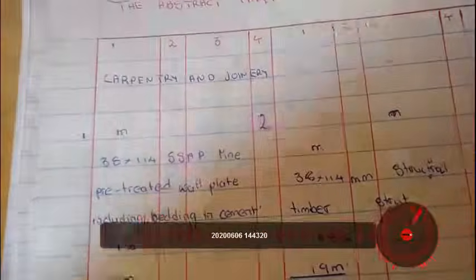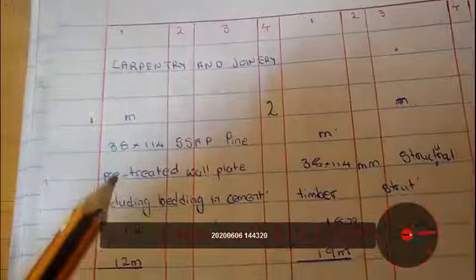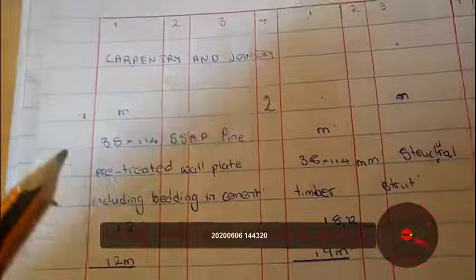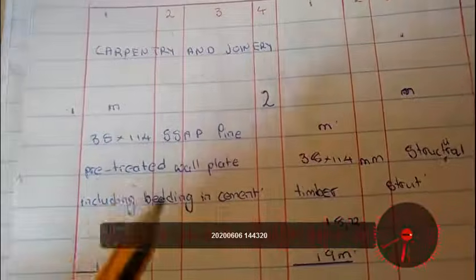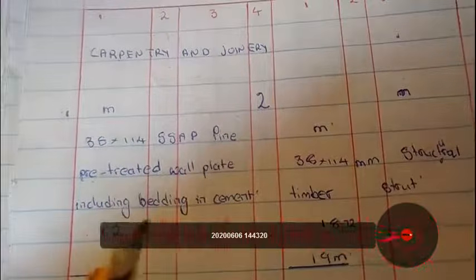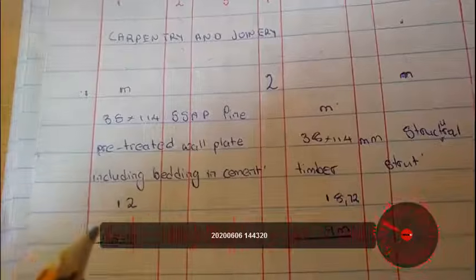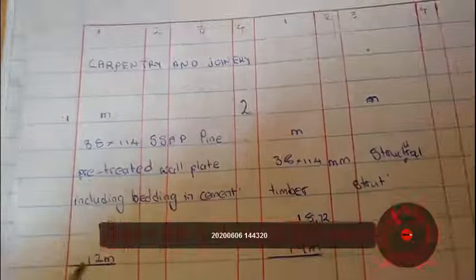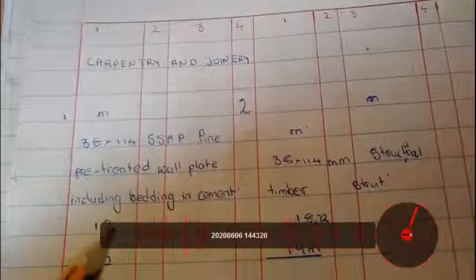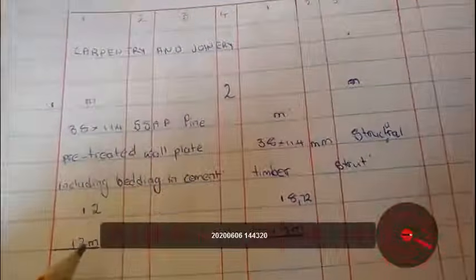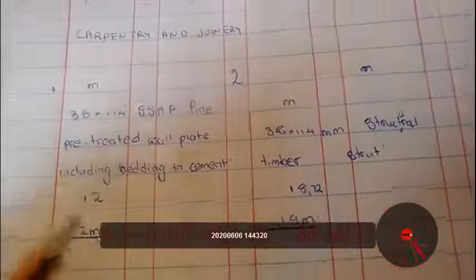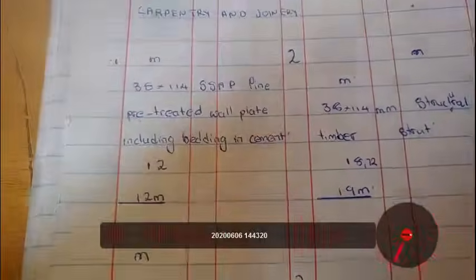After the unit of measurement, we come and write the description. What did the description say? 38 by 114 sawn South African pine pre-treated wall plate, including bedding and cement. And then the answer that we got when we were squaring the wall plate was 12, isn't it? So we come and write that 12 down, and then we rewrite it again with the unit of measurement. After you're done with that, you underline.